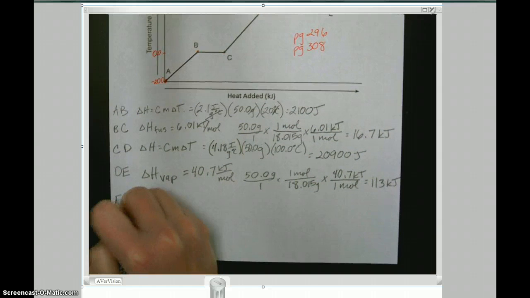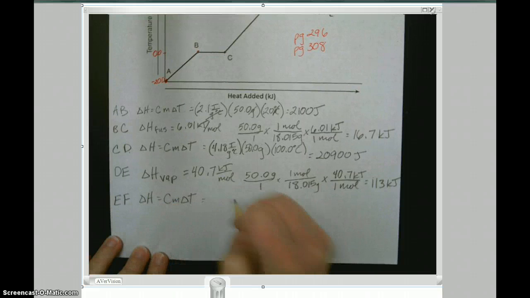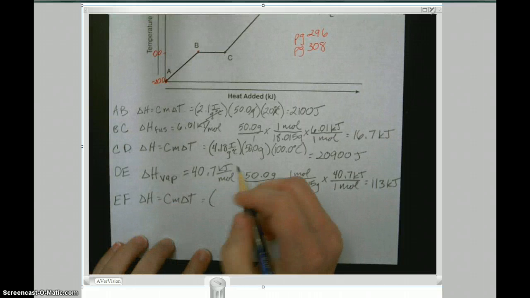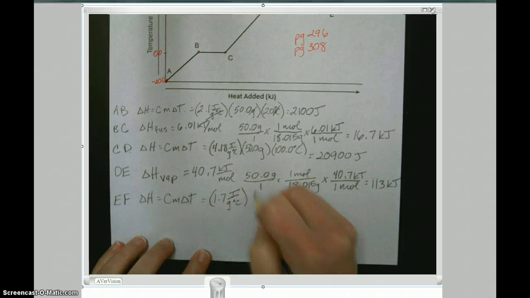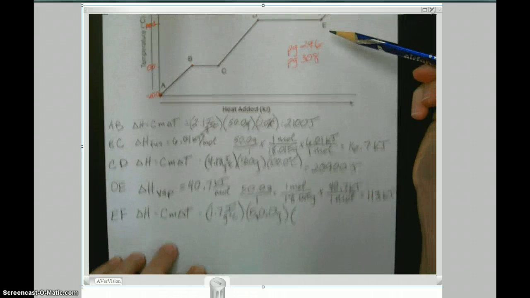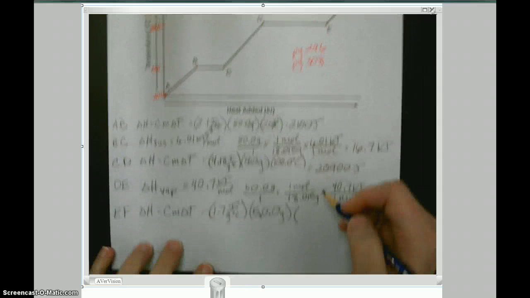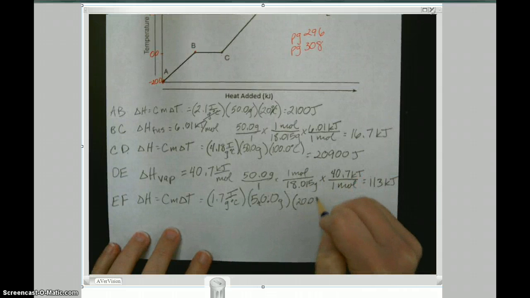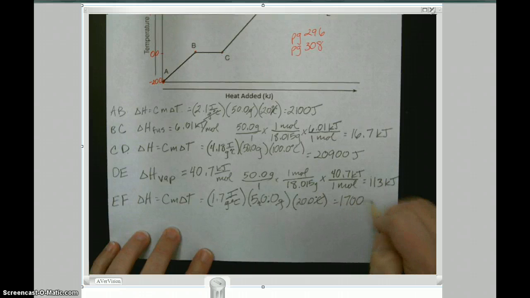Okay, so now our last step is to take our steam and heat up to 120 degrees Celsius. So for section EF, we're going to change the temperature. So our specific heat of steam, go back to page 296, 1.7 joules per gram degree Celsius, times our mass, 50.0, times our change in temperature. Now from here, we are going from 100 degrees Celsius up to 120 degrees Celsius. So our delta T is 20 degrees Celsius. We multiply those, our units cancel, and we get 1700 joules.